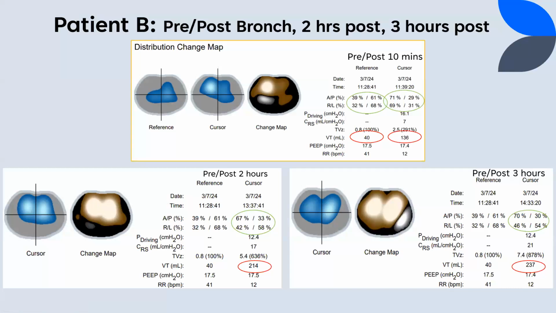And then finally, going down here to our post-bronch, you can see, again, our distribution from anterior to posterior and right to left have improved from that reference point from when we first took our measurements on the patient. And then you can see in the red circles, our tidal volume improved from 136 at 10 minutes, to 214 at 2 hours, to 237 at 3 hours. And you can see from our change map here, our increased ventilation throughout as our patient's lungs are starting to open up after that bronch.